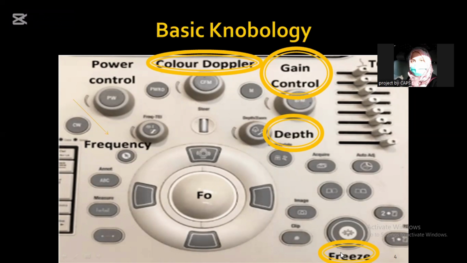Freeze, you want to freeze the screen to demonstrate the anatomy on the screen to others, and sometimes you just save it. And then color Doppler, when you are in doubt, you use color Doppler. You just switch on the color flow, and if the structure on the screen has some colors in it, like red or blue, that means it is a vessel. It's just to remove your doubt and make sure that you're not going to pierce the artery or the vein. So just avoid that, you can use color Doppler to make sure.